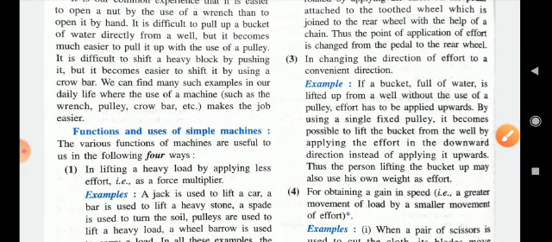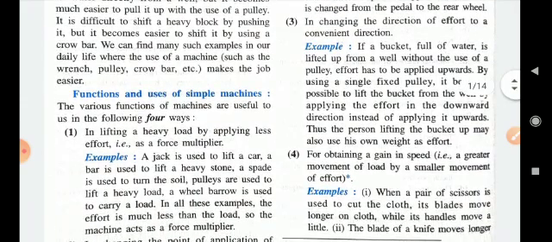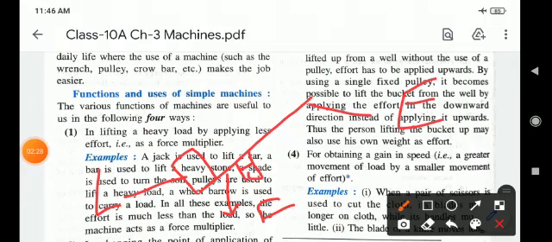Children, functions and uses of a simple machine. The various functions of machines are useful to us in the following four ways. Number 1 point, in lifting a heavy body by applying less effort. Please see the figure. It is the load, it is the effort, F is the fulcrum. Effort is applied by the person. It is easier to lift a heavy load by applying less effort.